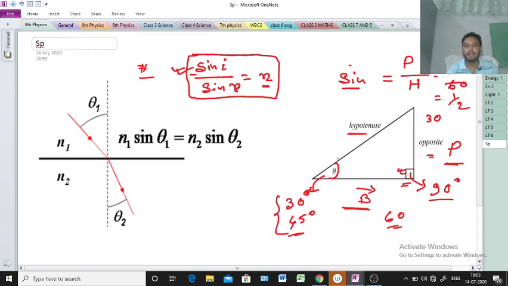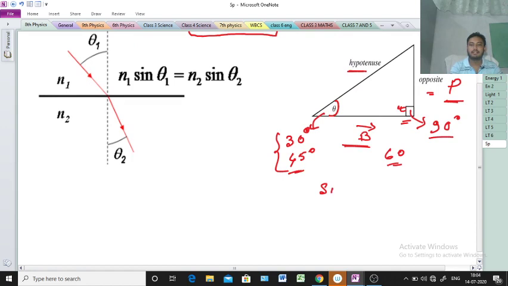Again, let's say this angle is 30 degree. Then sine 30 degree equal to 1 by 2. Just tell me, is it clear or not? Then sine 30 degree equal to 1 by 2, or half. So the basic thing of the sine theta.